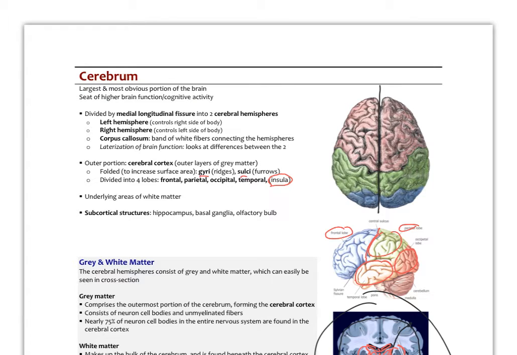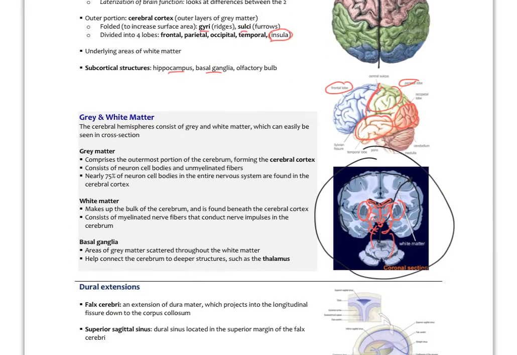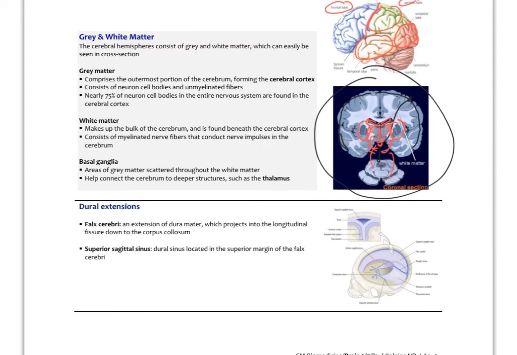So underneath all the cerebral cortex would be the white matter. And again, we'll look at subcortical structures very deep down in the cerebrum, such as the hippocampus, the basal ganglia, olfactory bulb, and something called the limbic system coming up here. All right, so that's a basic overview of the cerebrum.